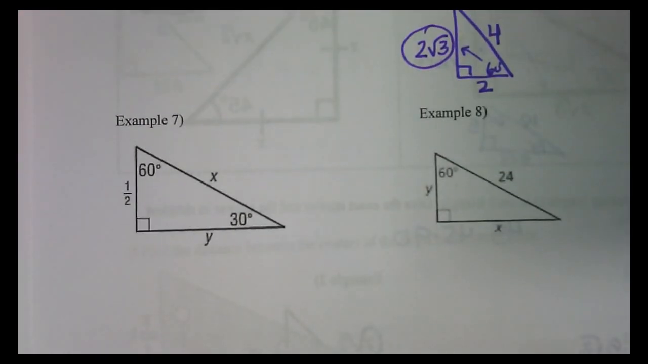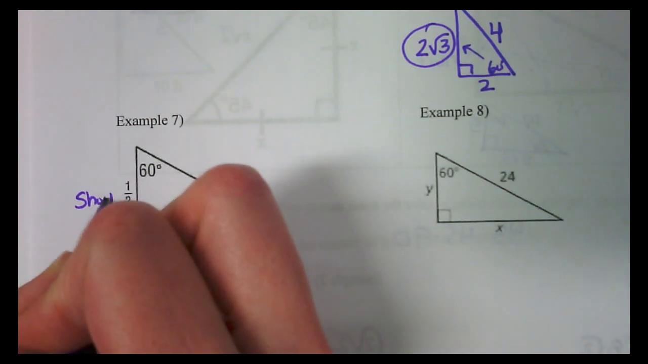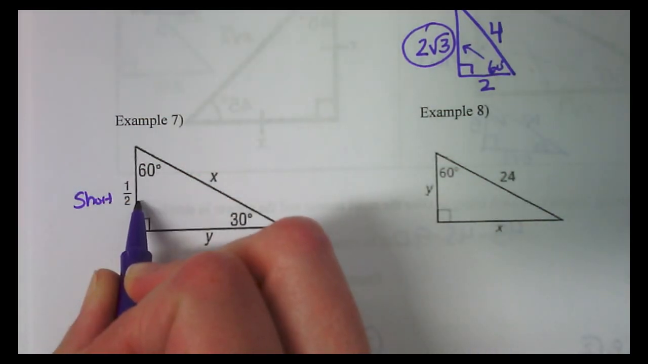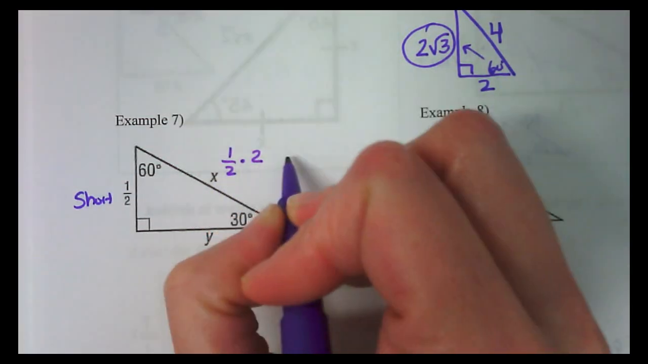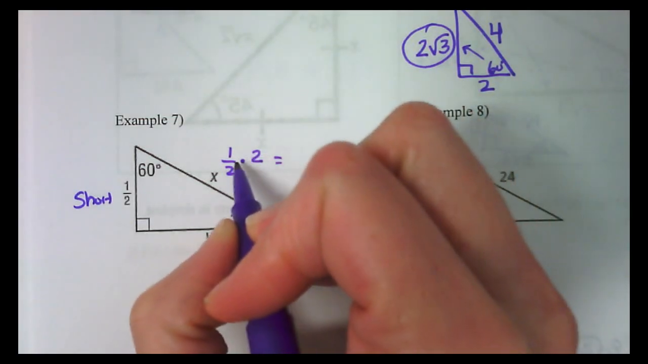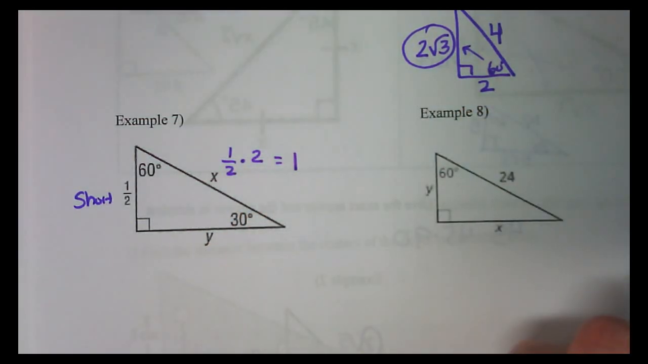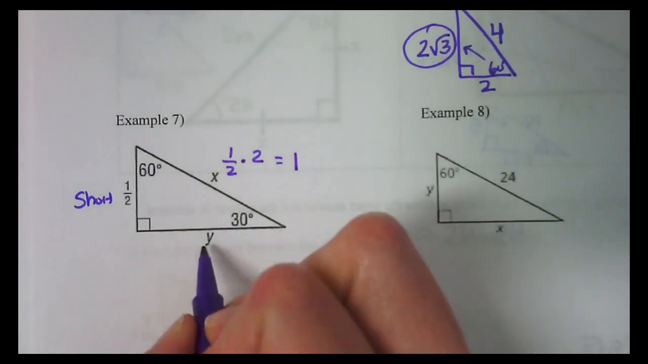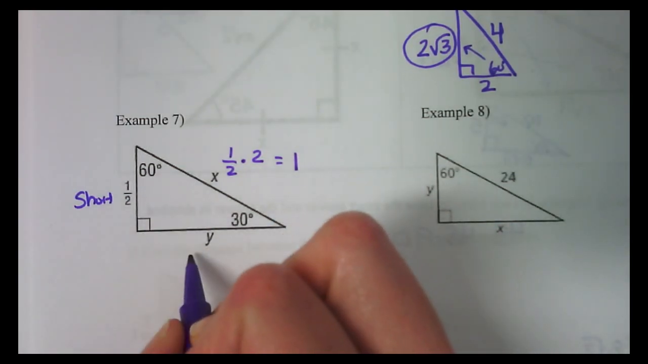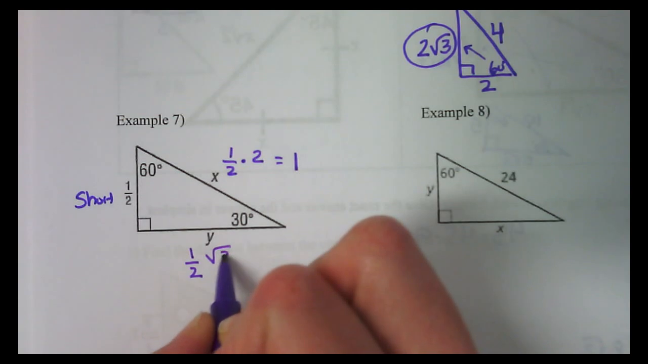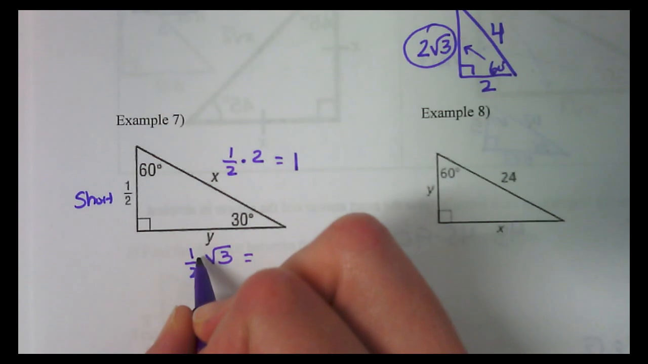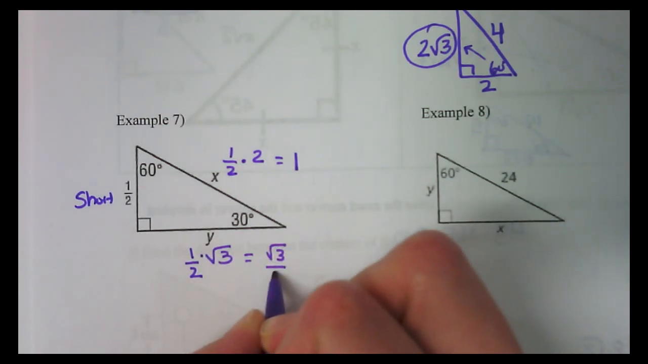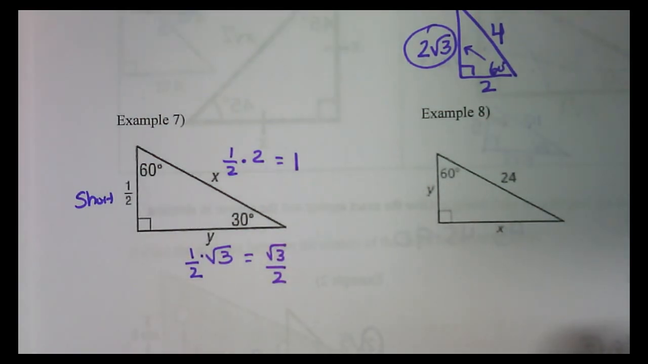Okay, over here, this is the short because it's across from the 30. This side is whatever the short side is times 2. If I multiply 1/2 times 2, I get 1. This side across from the 60 is whatever the short side is times the square root of 3. We can put these together as a fraction like this. That's simplifying it.